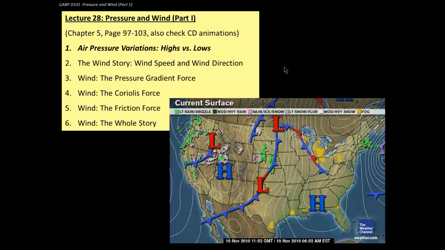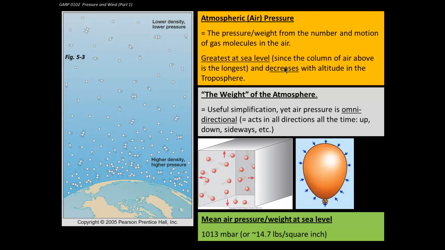First of all, air pressure variations, the difference between areas of high pressure and areas of low pressure. Well, air pressure, of course, as we talked about, is greatest at sea level and decreases as you go up. And you can think about it as sort of the weight of the atmosphere, if you will. Right? How much does the atmosphere weigh?